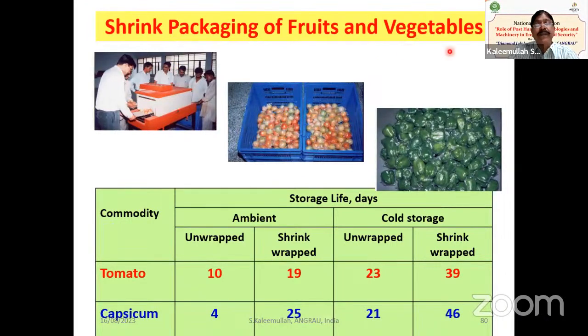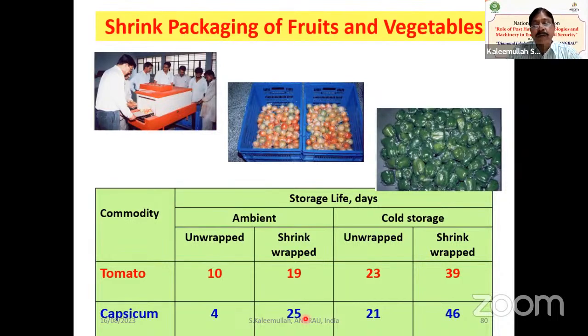Another one is the shrink wrapping for the fruits and vegetables. You can see that if it is unwrapped, either the tomato or the capsicum, you can keep the tomatoes for nearly 1 week to 10 days, and the capsicum for 4 days. If it is shrink wrapping, it means that is the plastic sheet. It is completely wrapped for individual fruit or vegetable. If it is shrink wrapped, you can keep it for 19 days in the case of the tomato, and the capsicum, you can keep it for 25 days. That is under normal ambient condition.